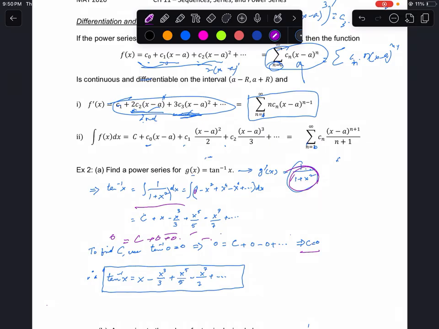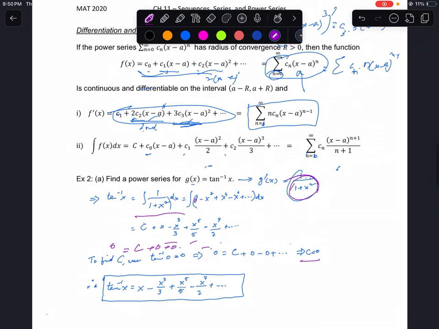So tangent inverse x can be written as x minus x cubed over 3 plus x to the 5 over 5 minus x to the 7 over 7 plus x to the 9 over 9 minus x to the 11 over 11 and so on. So this is tangent inverse x.